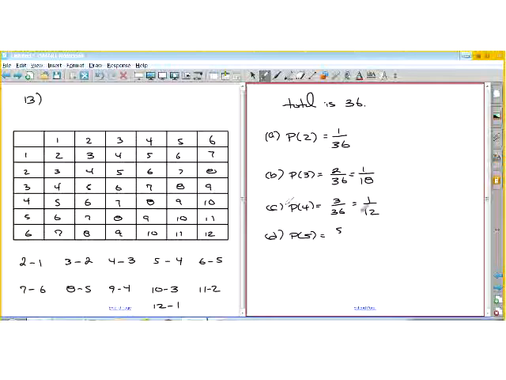So you don't use this number. How many 5s do I have? 1, 2, 3, 4. This is actually 4. 4 over 36, which is 1/9. The probability of getting 6, there are 5 of those, so you get 5 over 36, which is as far as you can go. And then the probability of getting a 7 is 6 over 36, which is 1/6.